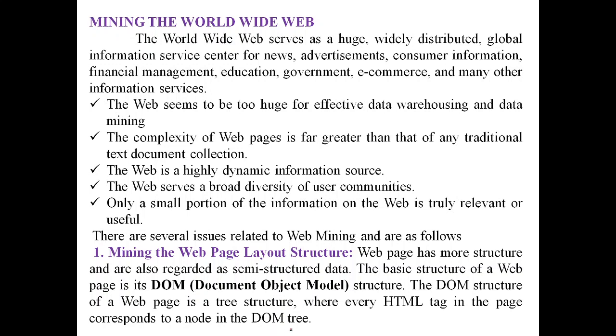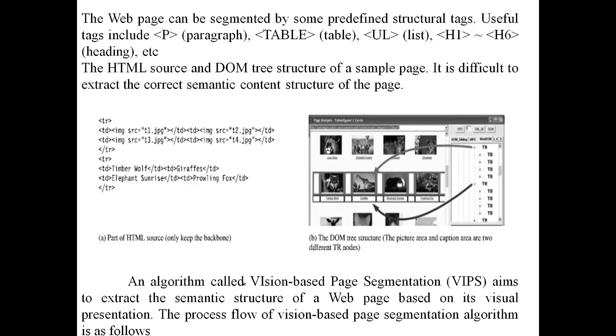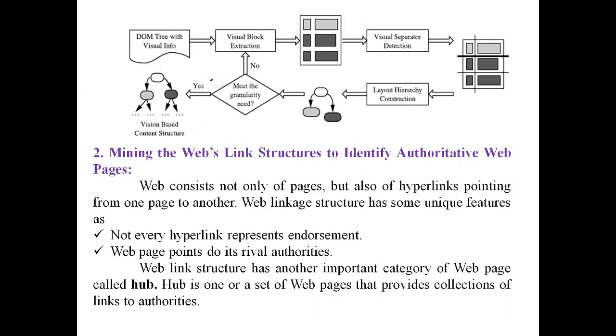Generally we use the DOM, that is the document object model, which represents the page in the form of a tree structure. Here we use an algorithm called vision based page segmentation, VIPS. The flow goes like this: the DOM tree with visual information is extracted, the blocks are represented and separated, and we give the layout for the hierarchy construction. Once the extraction is done, we take the content structure. That is how VIPS works.